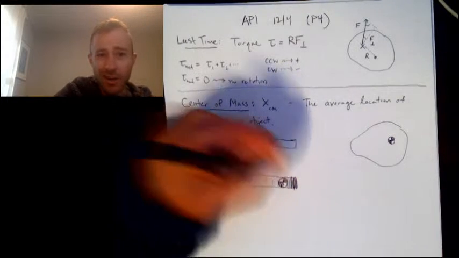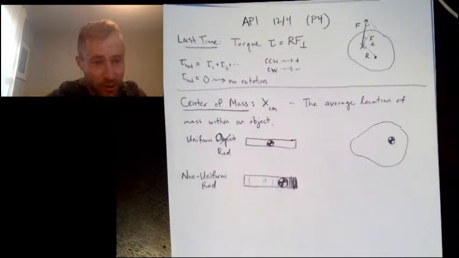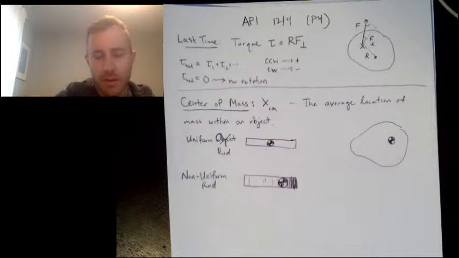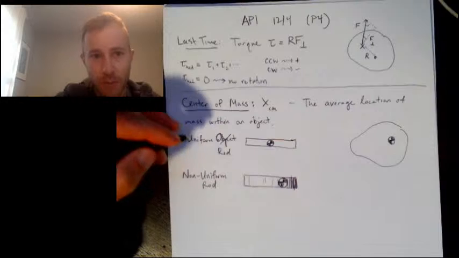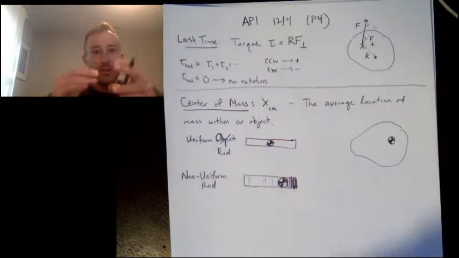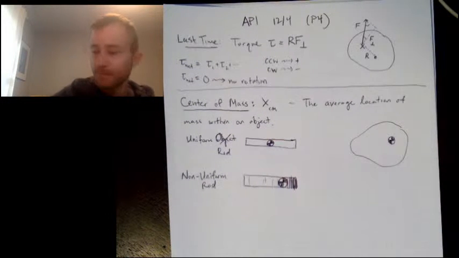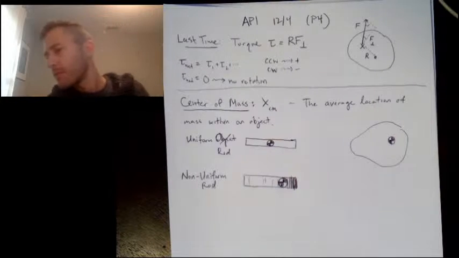We're not going to worry about how to actually calculate center of mass until that lesson that I said is coming. So today we're only going to deal with uniform objects. So the center of mass is actually the center.